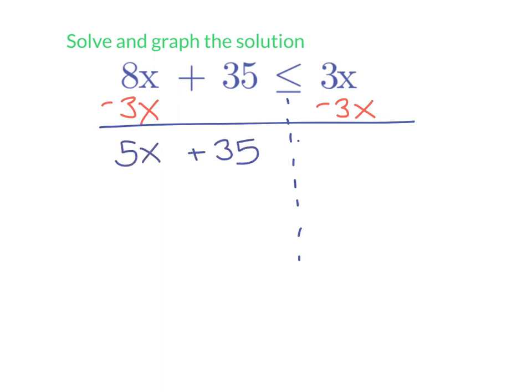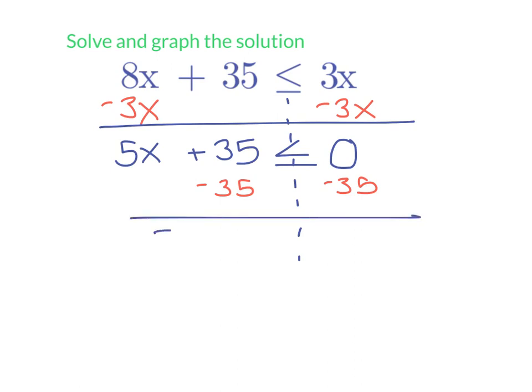And I picked this problem because this is one where sometimes you guys get confused. And I think the confusion comes from some kids don't put a 0 right there. And what they do is they just kind of move the inequality sign, but you couldn't do that. So what you want to do now is bring the constant, the 35, to the opposite side by subtracting 35 from each side, which gives me 5x is less than or equal to negative 35.